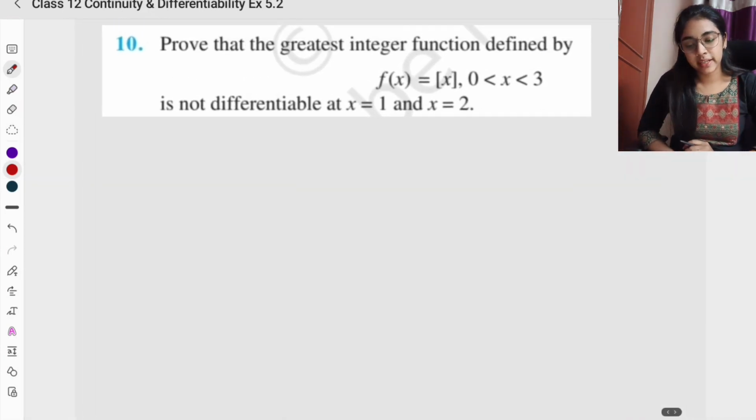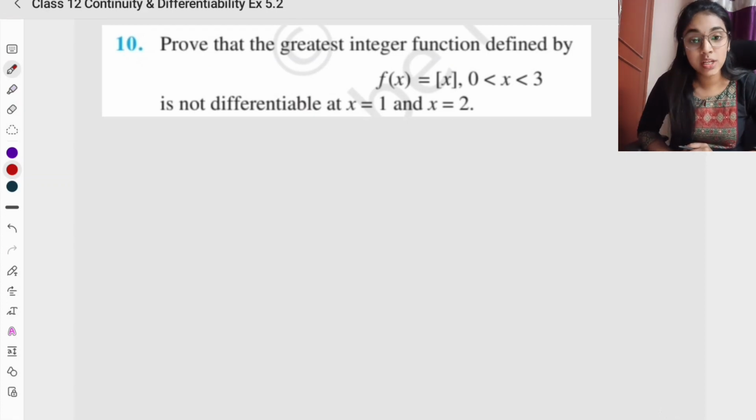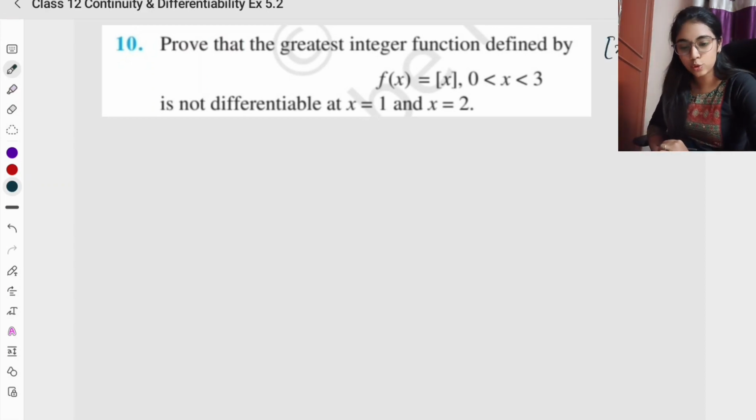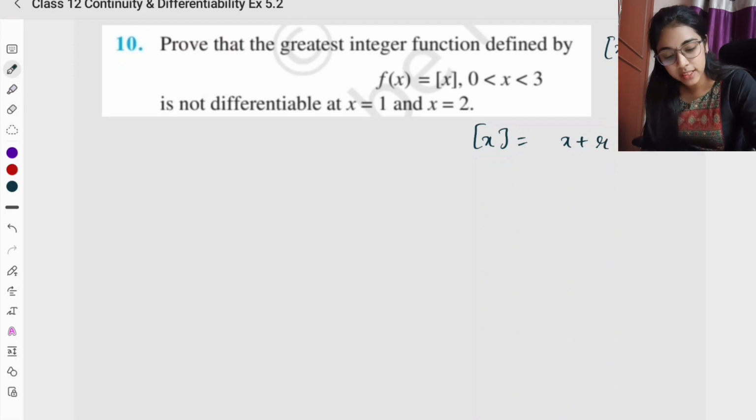Question number 10. Prove that the greatest integer function defined by f of x is equal to GIF of x. We have seen this function many times. So GIF of x can be represented in two different ways. How can we represent it? First, GIF of x is nothing but x plus r without the GIF. X plus r if we are dealing with the right hand limit, and it is going to be simply x if you are dealing with the left hand limit.